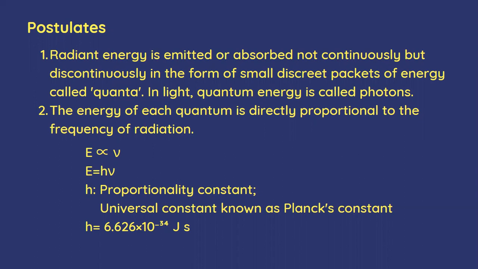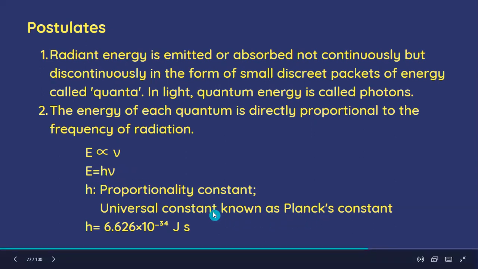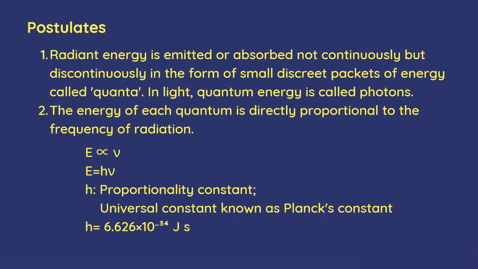The second, and a very important thing here, is that he actually quantized this particular particle, and the energy of each quantum is directly proportional to the frequency. So E is directly proportional to nu, that is the frequency. E is equal to h nu, and h is the proportionality constant, also called Planck's constant. The value of h is 6.626 into 10 to the power minus 34 joule seconds. So here, as you can see, this particular value is quantized.